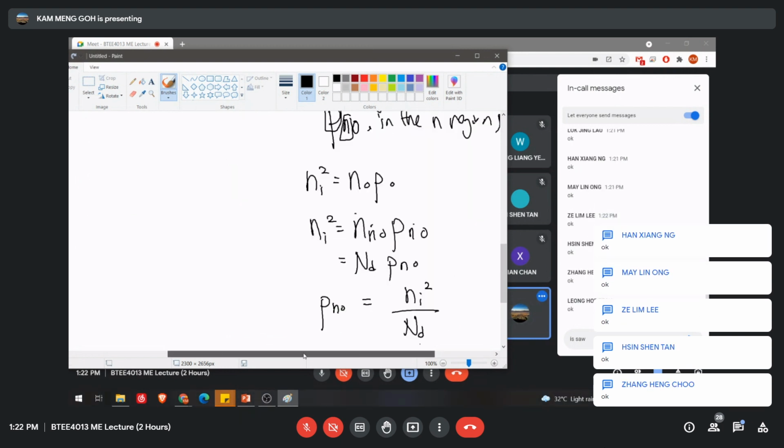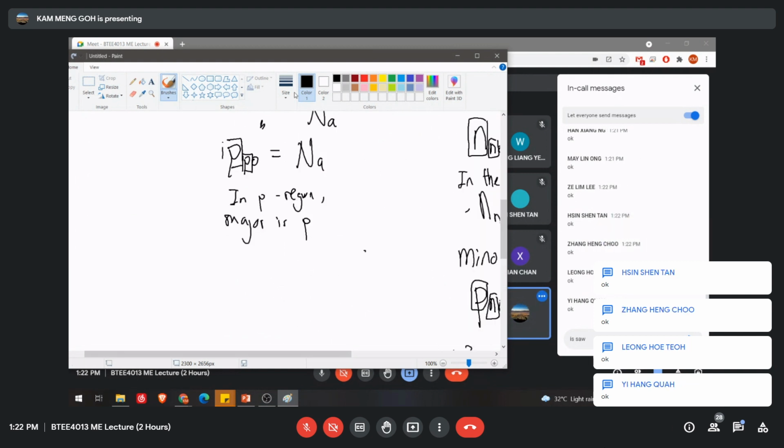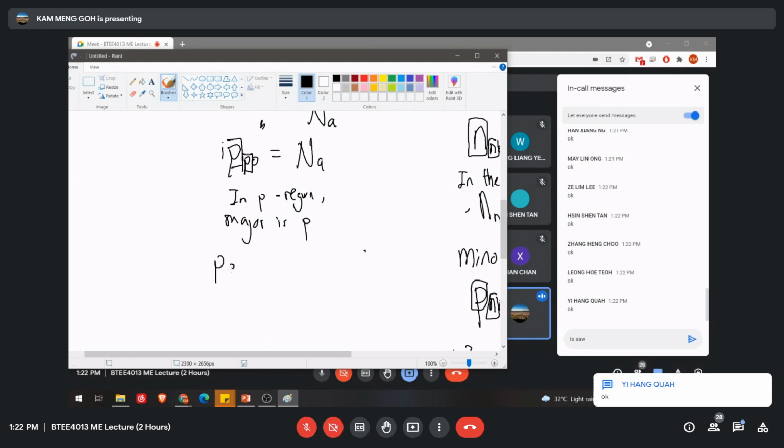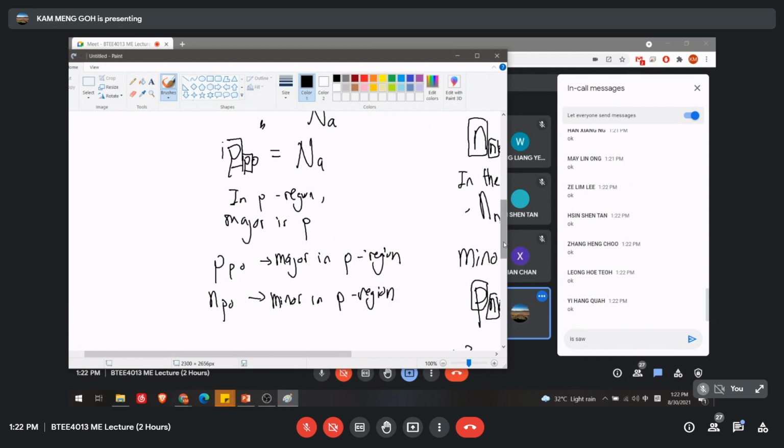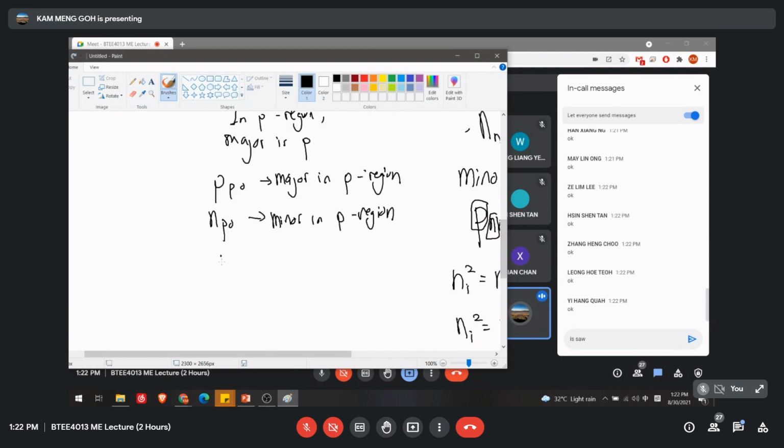Okay, get back to the P side. PPO is the majority in the P region. Same thing, NPO is the minority in the P region. Then we can do the same thing: ni squared divided by PPO will become NPO. Then PPO you can rewrite as NA because we doped it with acceptor atoms. Okay, this part okay? Everyone?